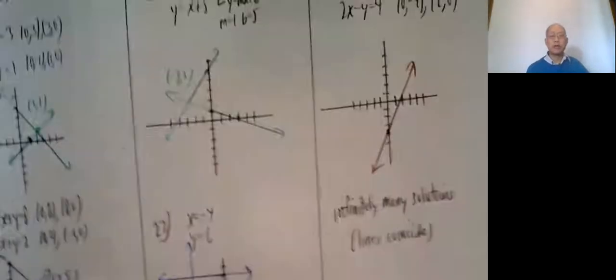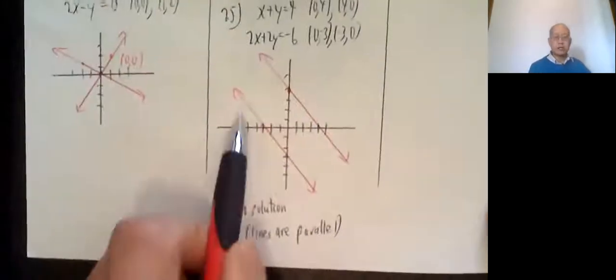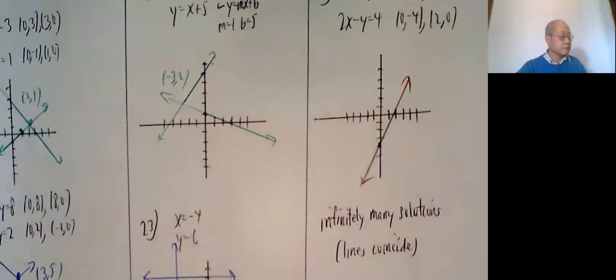So most of the time when you graph these, you'll have one point where they touch. Other possibilities, though, is that they don't touch because the lines are parallel. Or you could have infinitely many solutions because the lines happen to coincide. Okay, so this is section 4.1.